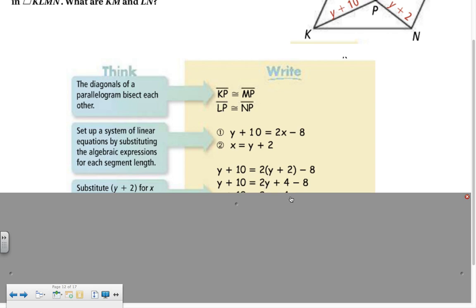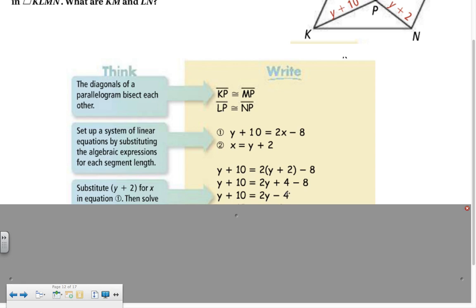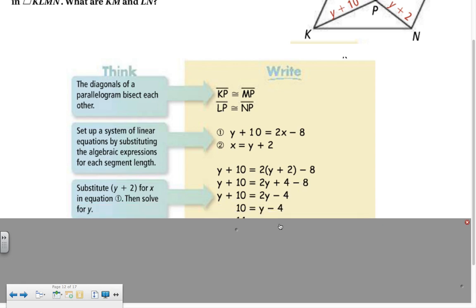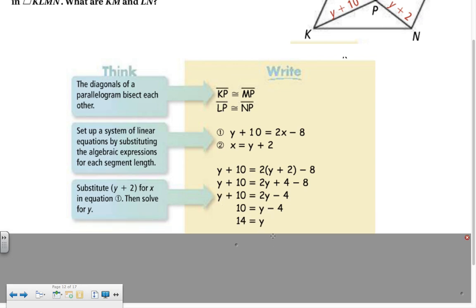I'm going to add my like terms. 4 plus negative 8 is negative 4. Get the numbers and the variables on the same side. Here I subtracted y on both sides. Then I'm going to add 4, and I get that y is 14.